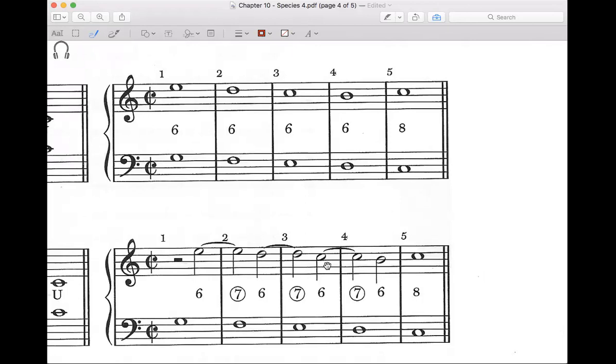All right, so again, we take the same notes and we're offsetting the top voice because this is going to be our counterpoint. We're offsetting that by a half note. So again, consonance, dissonance, consonance, dissonance, consonance, dissonance, consonant.